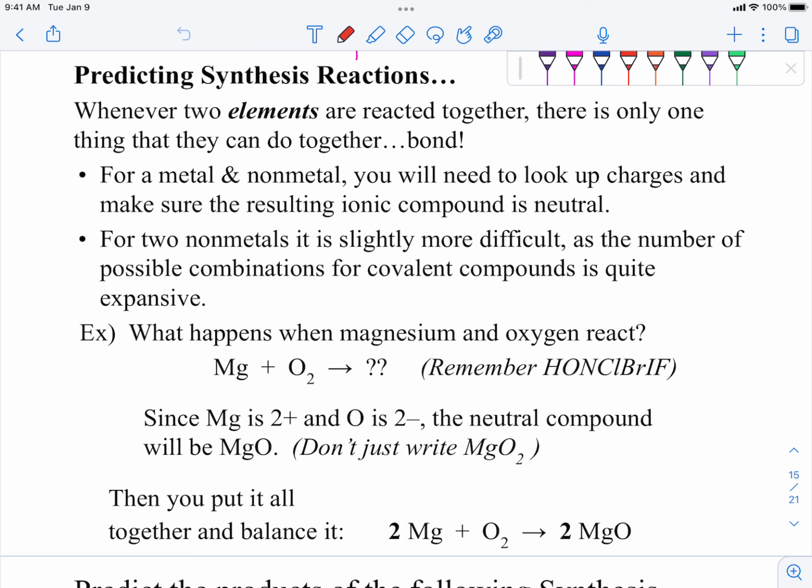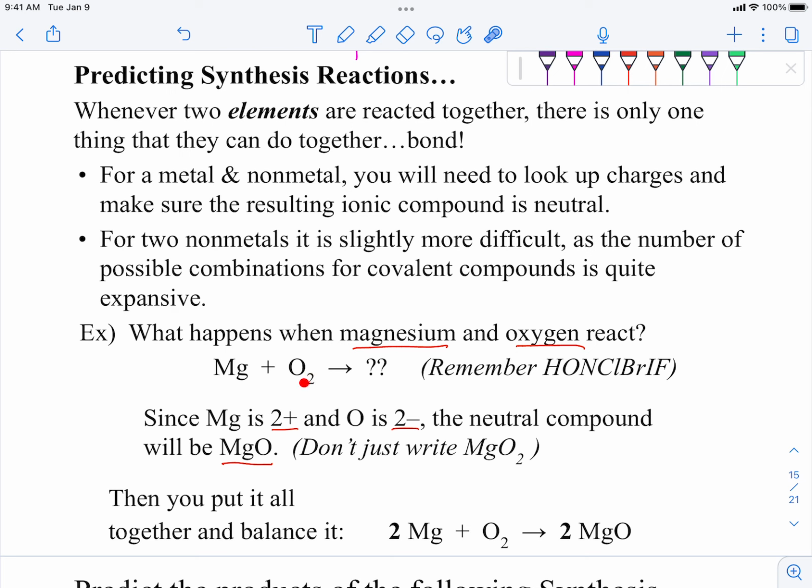If magnesium and oxygen react. Okay, so I've got a metal and a nonmetal. When I look up the charges, magnesium is +2, oxygen is -2. So the simplest way for that to come together is MgO.